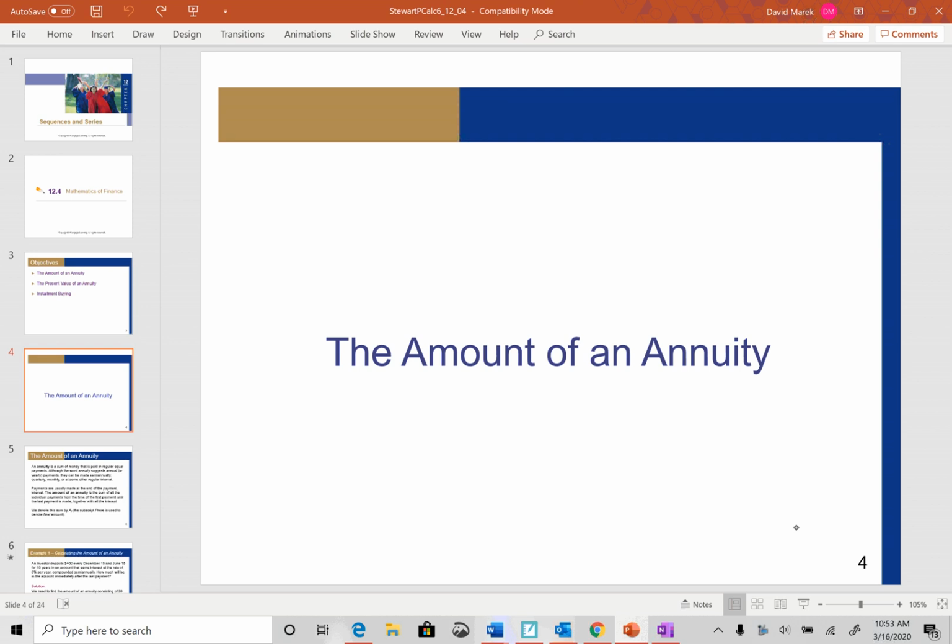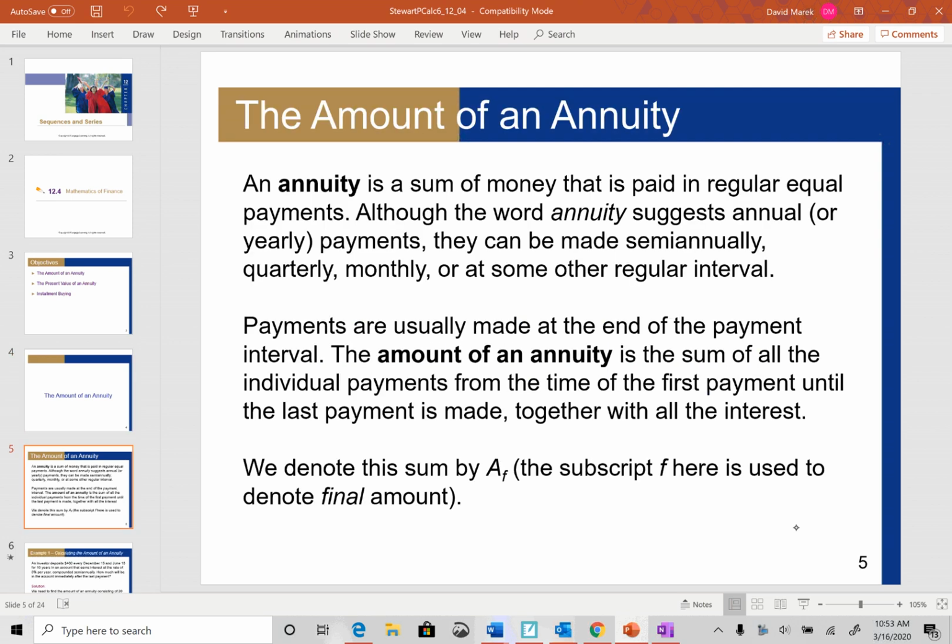Let's talk about your retirement account. An annuity here is a way of saving money, earning interest, so that you can spend it later. As they define it, it's money that you pay in regular intervals.